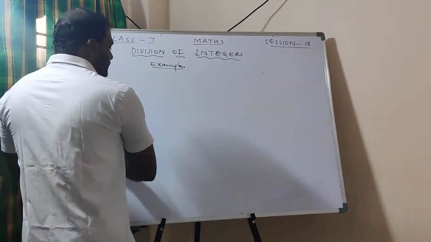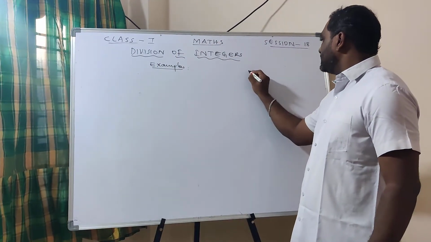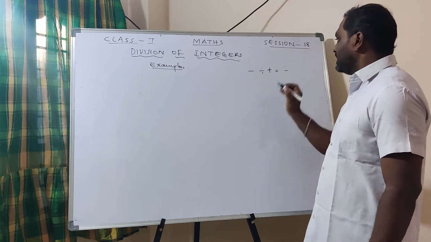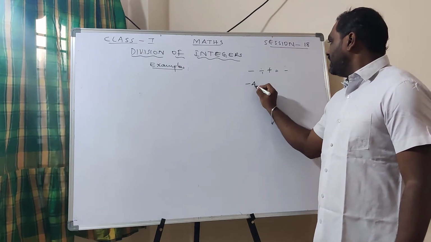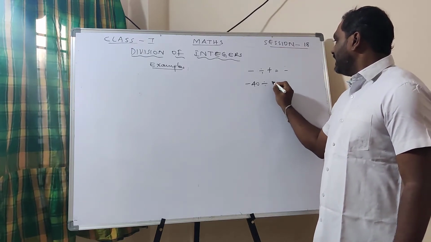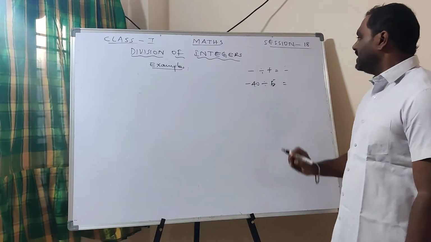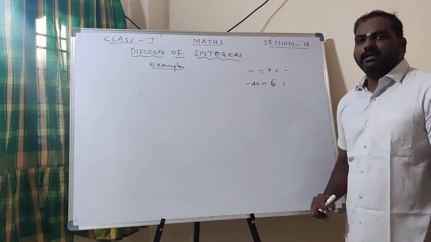A negative integer is divided by a positive integer. When a negative integer is divided by a positive integer, you will get a negative integer as the answer. For this I take minus 40 divided by 5. Minus 40 is already given, a negative integer, and 5 is a positive integer.